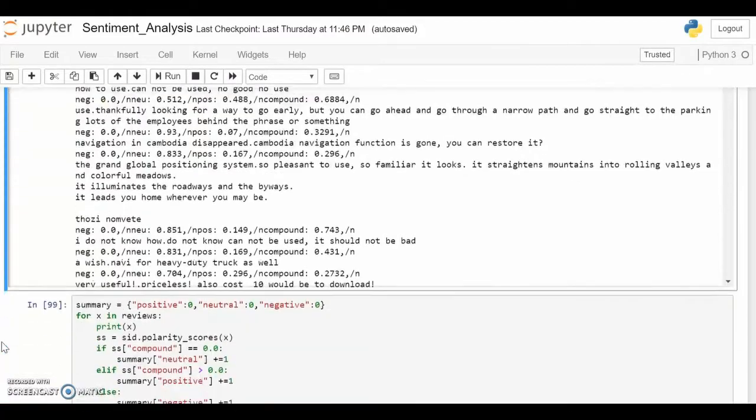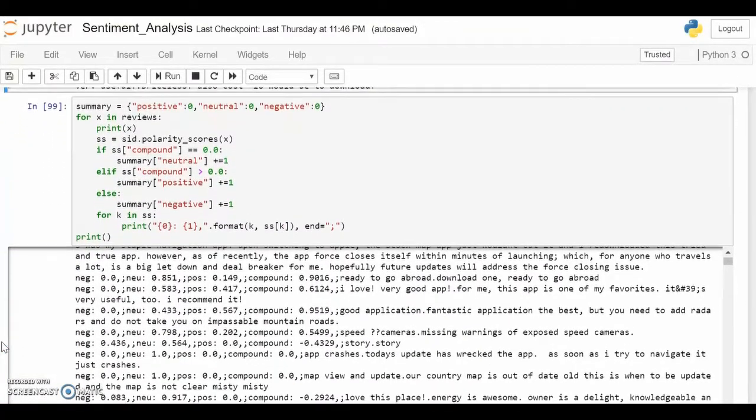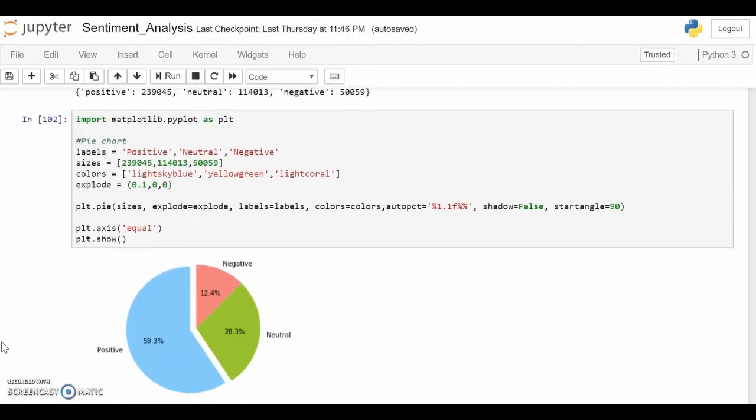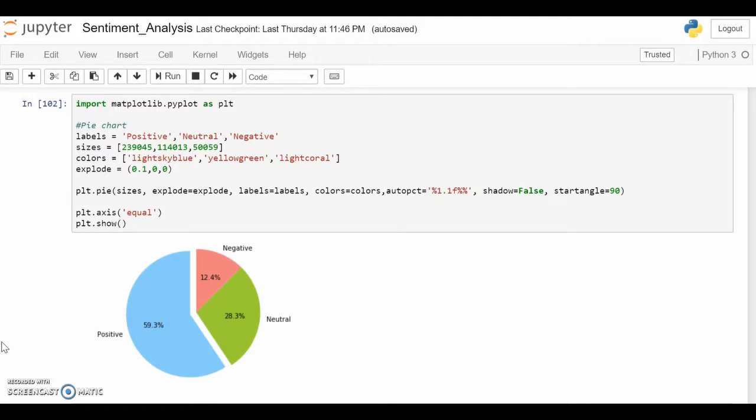To categorize the reviews into positive, neutral, and negative, I divided them based on their compound scores. A review with compound score 0 would be a neutral review, a review with compound score greater than 0 would be a positive one, and less than 0 would be a negative review. To get a picture of how many positive, neutral, and negative reviews there are in the dataset, I created a pie chart. It can be seen that there's about 60% positive, 12% negative, and 28% neutral reviews in the dataset.